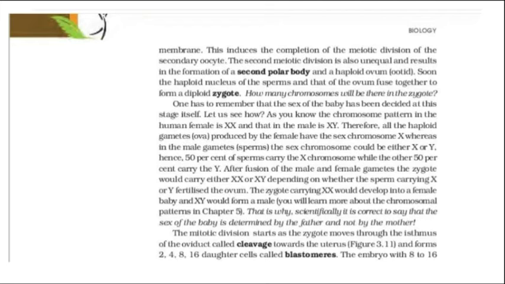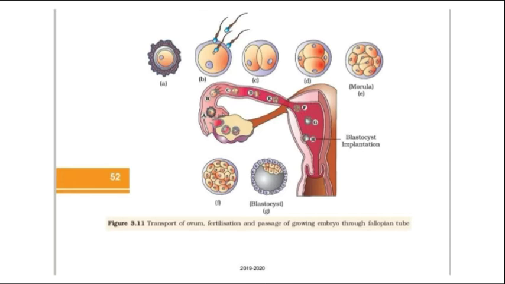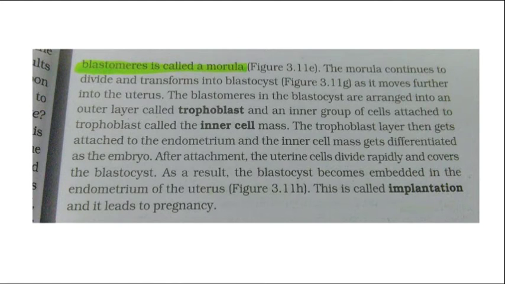The mitotic division starts as the zygote moves through the isthmus of the oviduct towards the uterus, called cleavage, and forms 2, 4, 8, 16 daughter cells called blastomeres. The embryo with 8 to 16 blastomeres is called a morula.